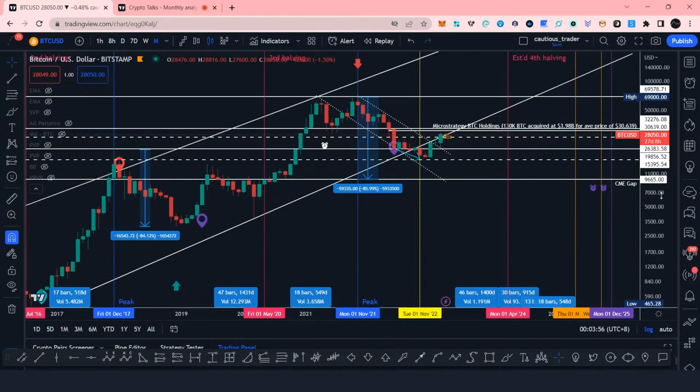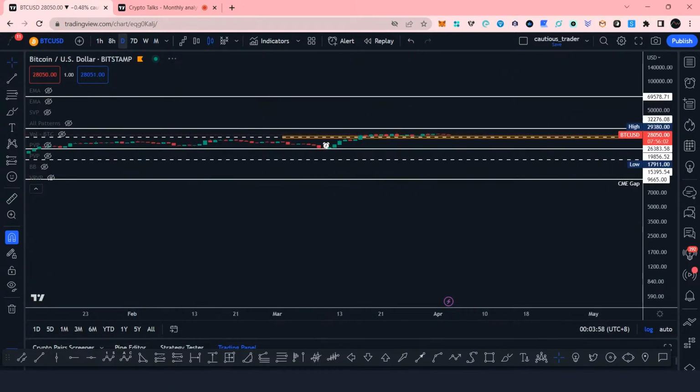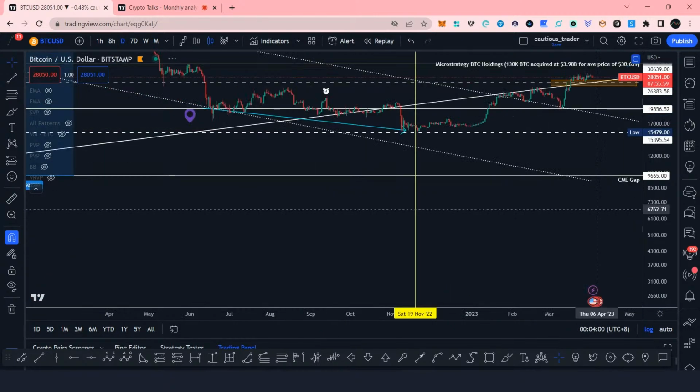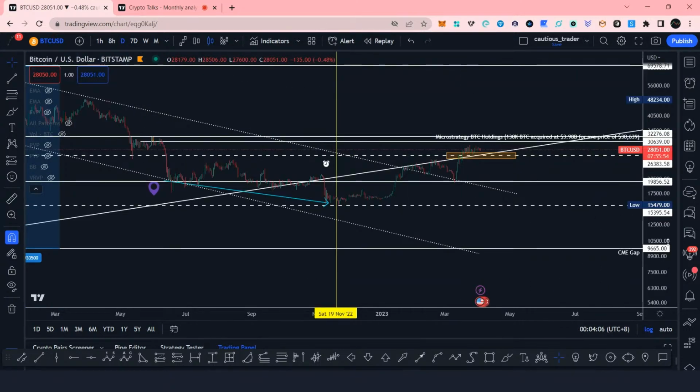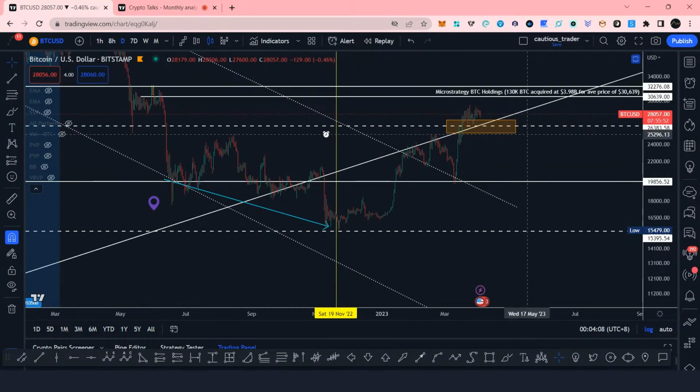So I think that's it for now, maybe for short term traders using the daily, because what I've said is of course for long term or for holders.